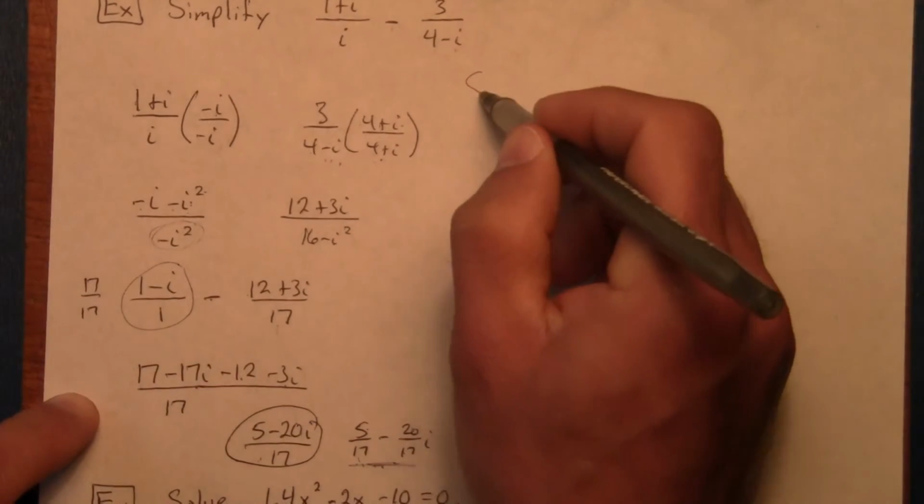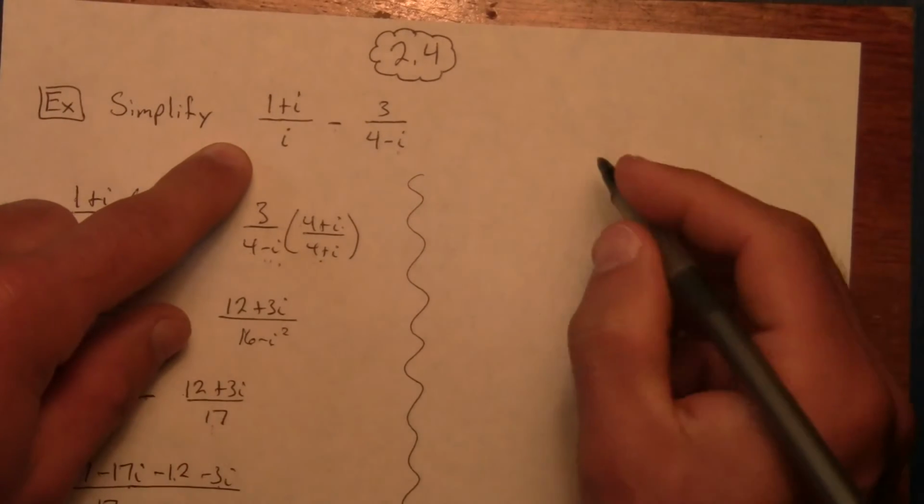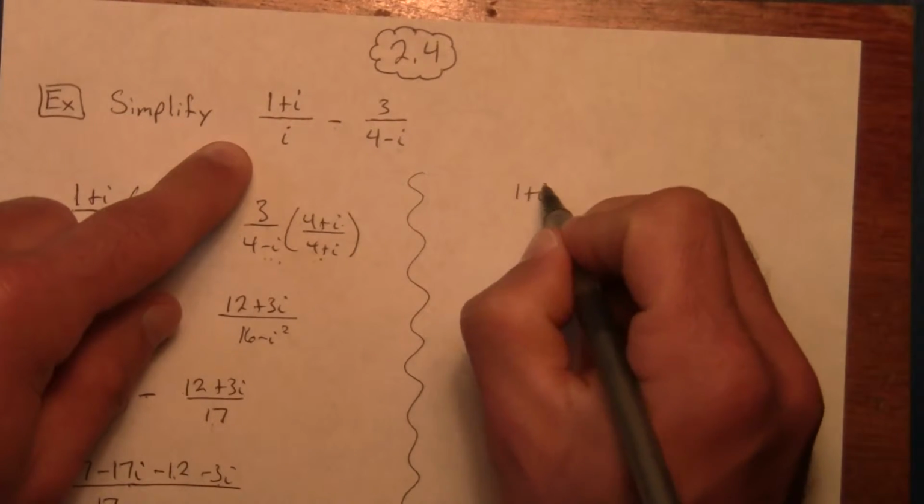Alright, now like I said, I simplified them both separately and then got the common denominator. I'm going to go ahead and do the same problem again. This time I'm going to get the common denominator first.